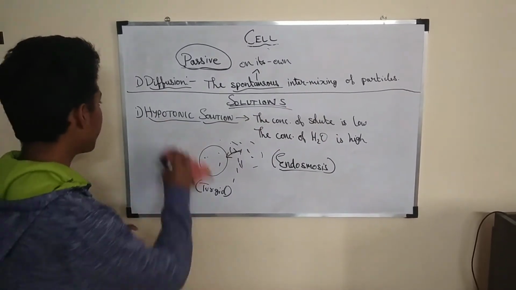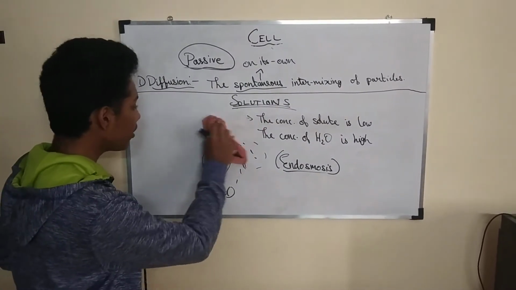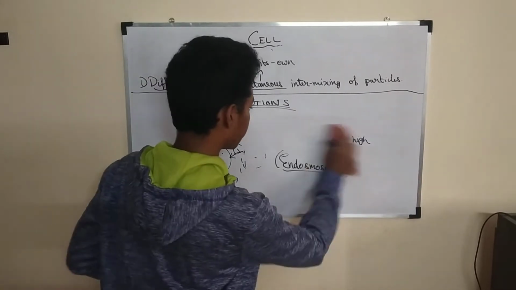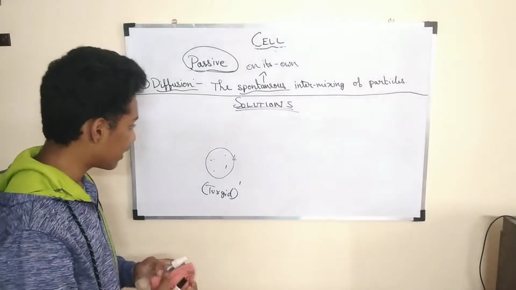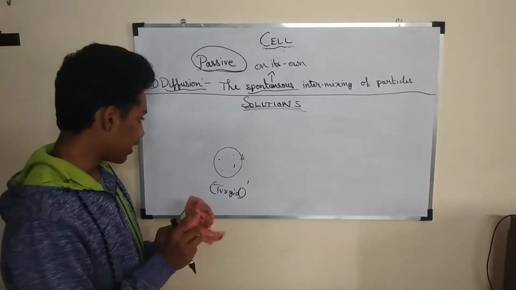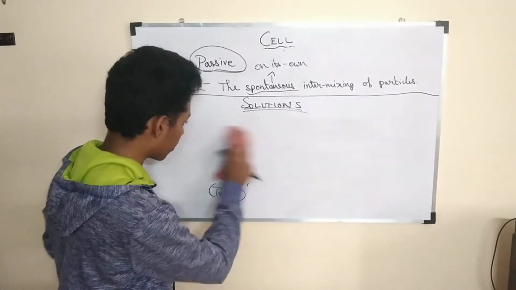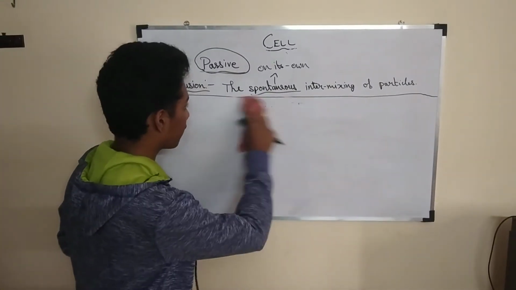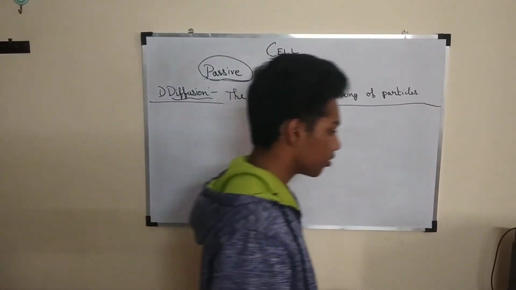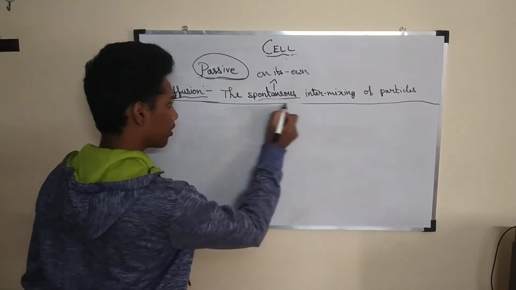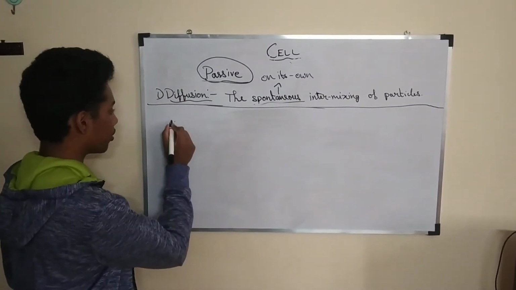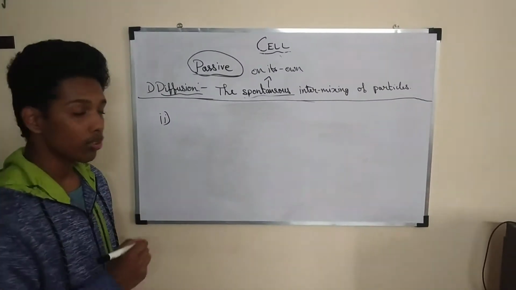So remember that in hypotonic solution, the cell becomes turgid in a plant cell. So it becomes big, extended. If it is an animal cell, it becomes very big and it just blasts off. Okay. So let's move on to the next type of solution. Second type of solution, which is isotonic solution.